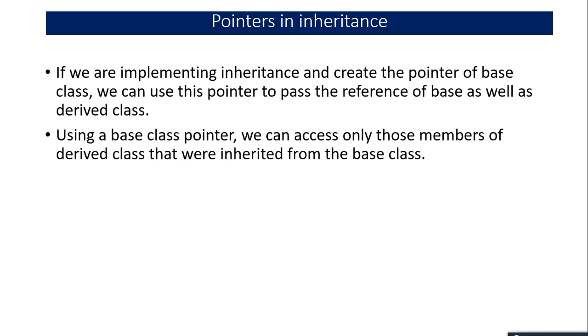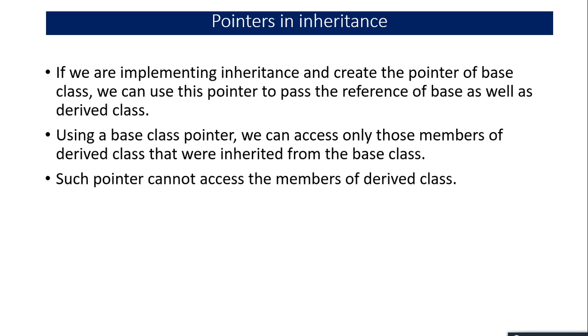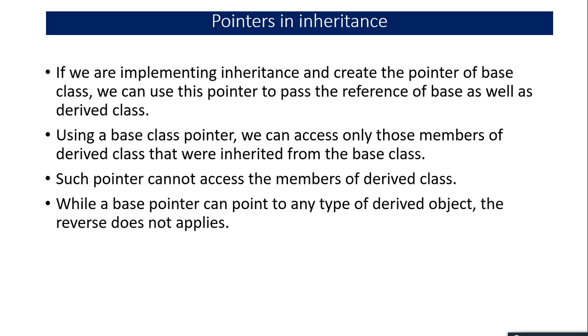Okay, so using the base class pointer, we can access only those members of the derived class that were inherited from the base class. Now let's say your base has one function get and derived has one function show, and if you are passing the derived class reference to the base class pointer, then you cannot call the show function because it is in the derived class. You can only call the overridden methods using pointers. Okay, so simply saying, if a base pointer is pointing to a derived class object, then you cannot access the members that belong only to the derived class.